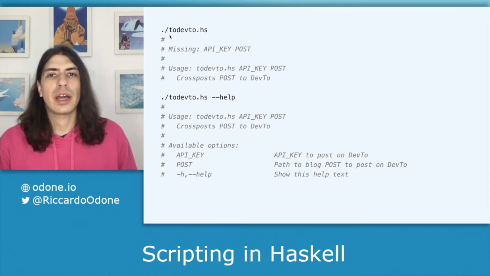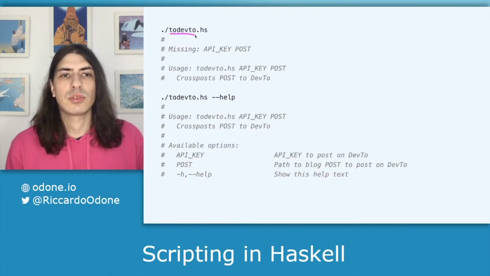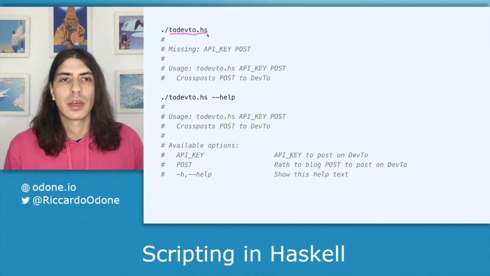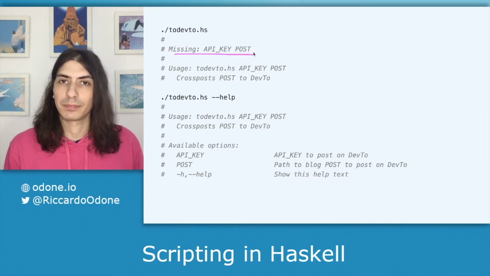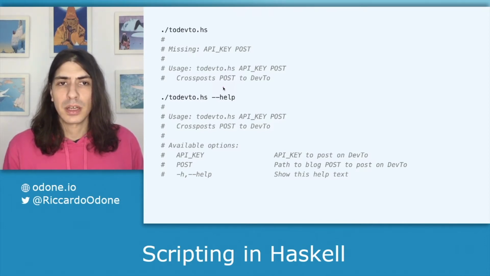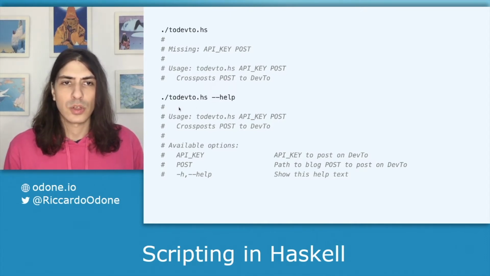Okay, so as you can see, the script is named todev2.hs. And if we try to call it without passing any arguments, we see that we are missing a couple of them. Now, as we have seen in previous videos, we are using optparse-applicative to handle command line arguments. So we know we can call it with --help to see a better summary of the script. So we do it here.